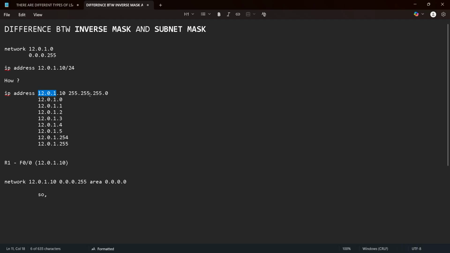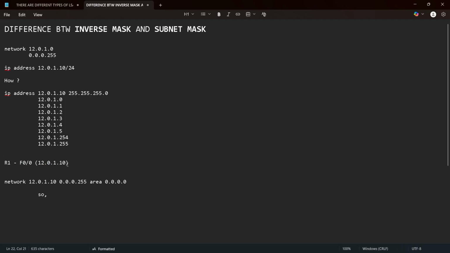From this 255.255.255, and this is the host part, right? And this is the IP address that we gave. This is the network address, and how many hosts can we go to? 1, 2, 3, 4, 5 till 254, right? This is the last host, and this is our broadcast address. Clear? Now, on router 1, FastEthernet 0/0, this is what we give.